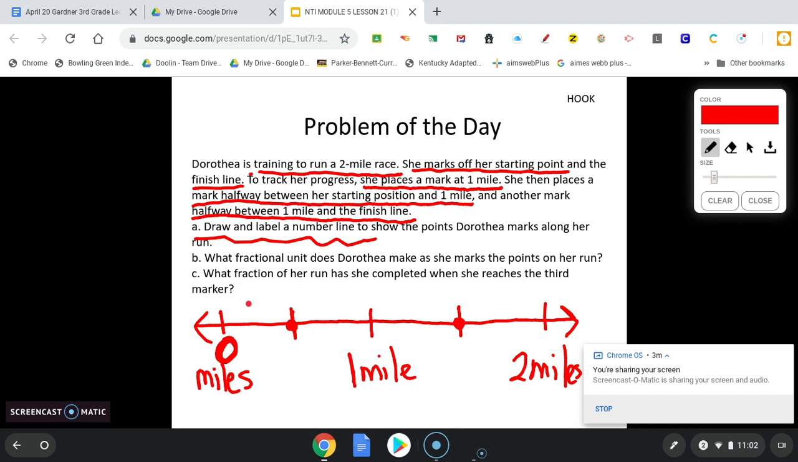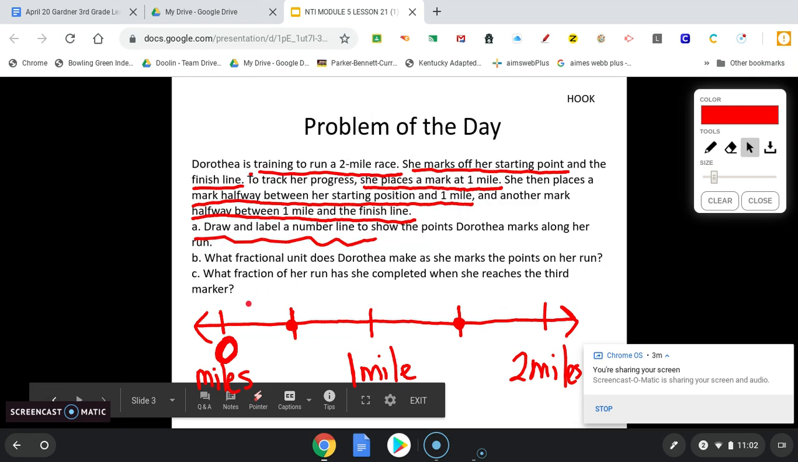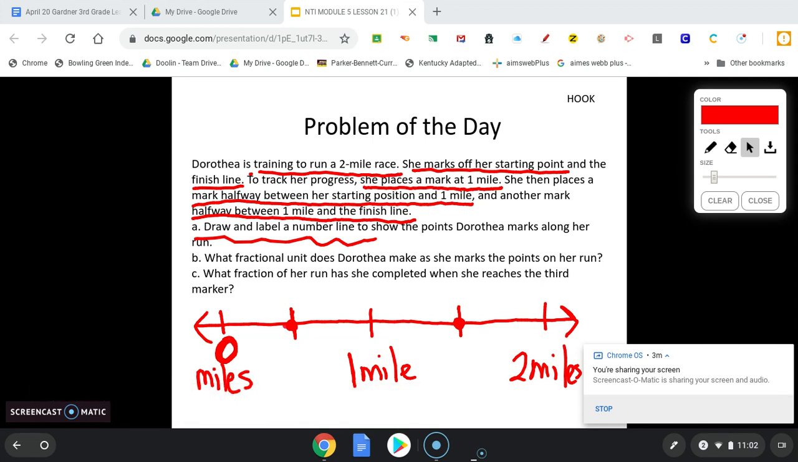So how many equal parts are there? Let's look at them. Here's 1, 2, 3, 4 equal parts. So if there are 4 equal parts, what's our fractional unit? Very good, it is fourths. So this would be 0 fourths, 1 fourth, and I know some of you have already labeled this, 2 fourths, 3 fourths, and 4 fourths. Okay, so we've completed A.